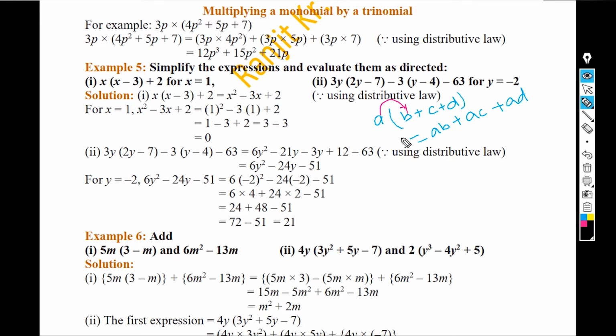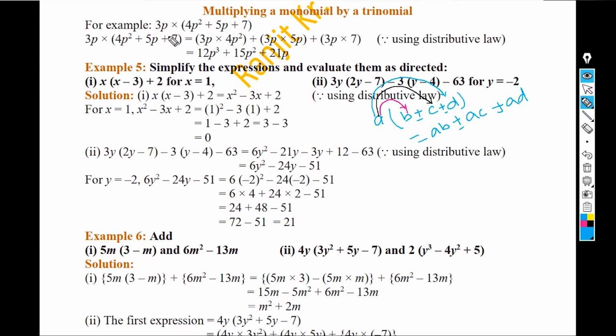Next a by c, and next is a by d, and in between plus sign is there, you have to put the plus sign. By that way you can multiply.